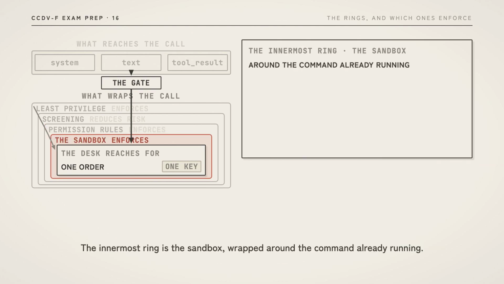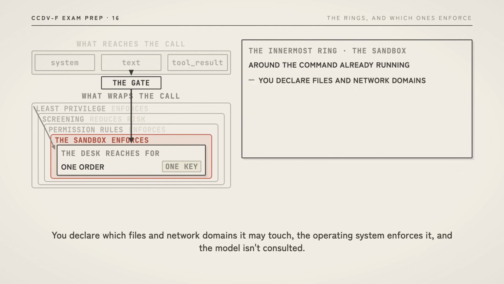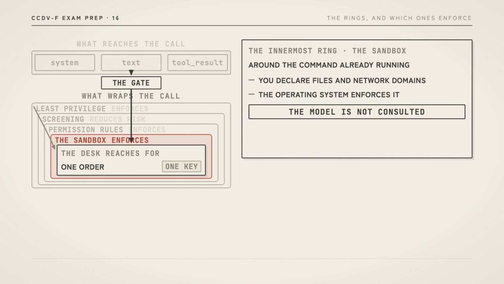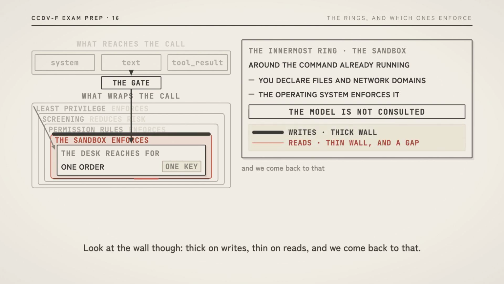The innermost ring is the sandbox, wrapped around the command already running. You declare which files and network domains it may touch, the operating system enforces it, and the model isn't consulted. Look at the wall though, thick on writes, thin on reads, and we come back to that.